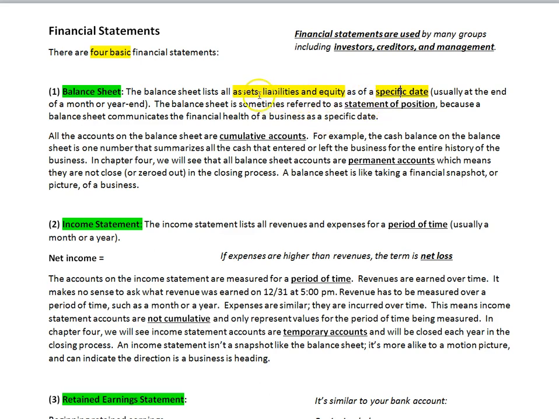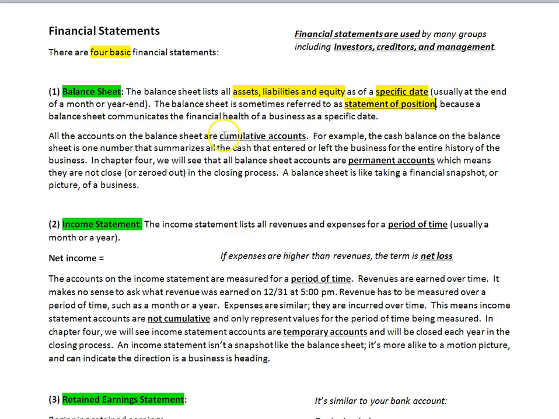And it's the same way for all the other assets, liabilities, and equity. The accounts are changing over time. We can only measure these types of accounts as of a specific date and time. The balance sheet is often called a statement of position because it tells you where a business is at a specific date and time.